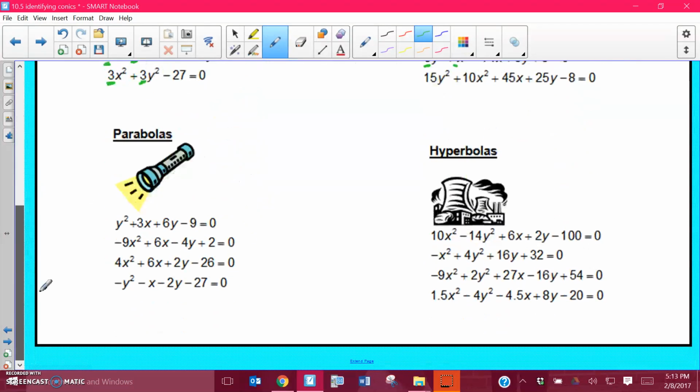If I had a hyperbola, that's the one that we had the minus sign in. So if I look here, again, I have both an x squared and a y squared, but now they're different numbers and one is positive and one is negative. So that's what's changing here. Whereas in a parabola, and you remember this equation that we looked at in 10.3, there was only one squared term in it. So if I have both an x and a y, but only one of them is squared, that's a parabola.